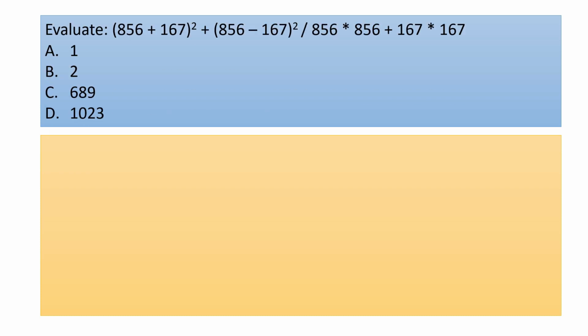Let's move on to the second exercise problem. Evaluate 856 plus 167 the whole square plus 856 minus 167 the whole square by 856 into 856 plus 167 into 167. And the options are 1, 2, 689, 1023. Let's see the solution. So here I am assigning a for 856 and b for 167.